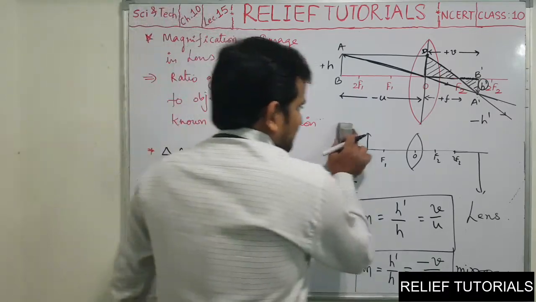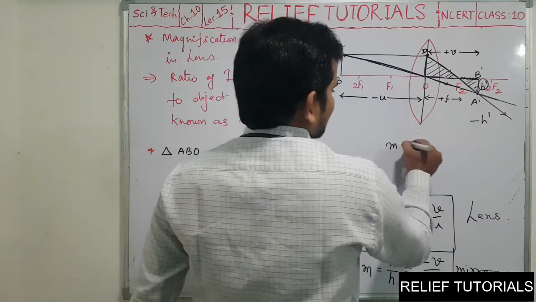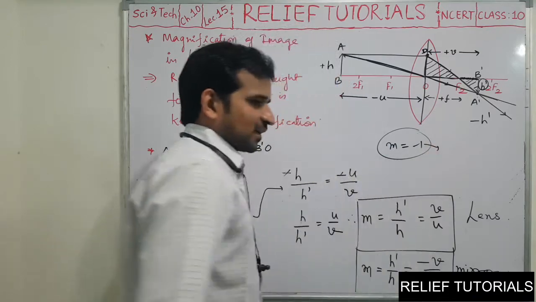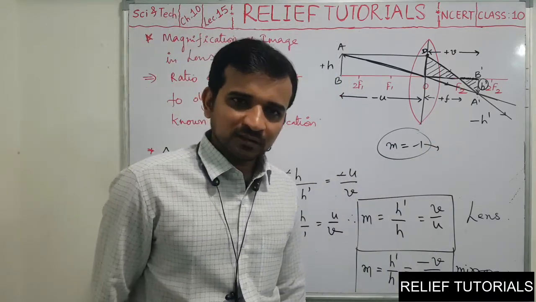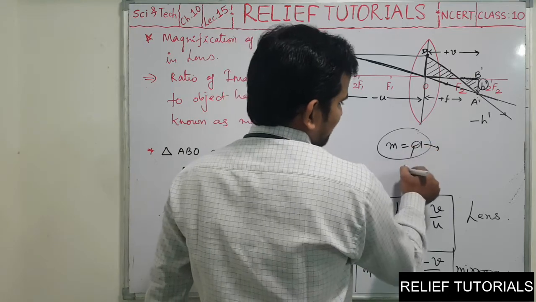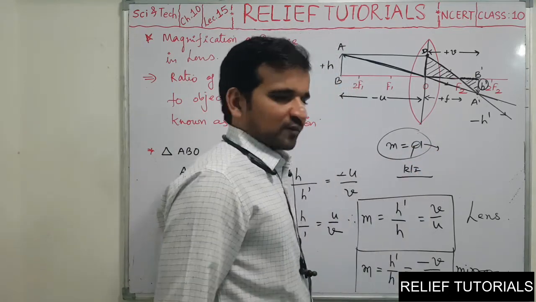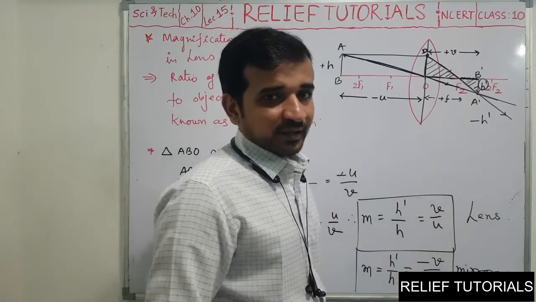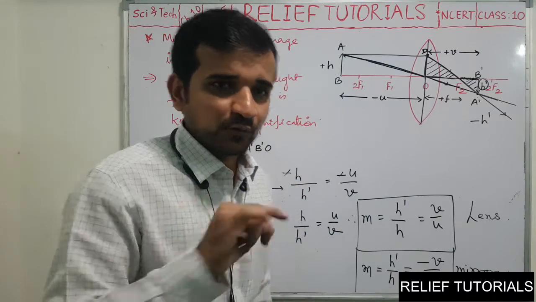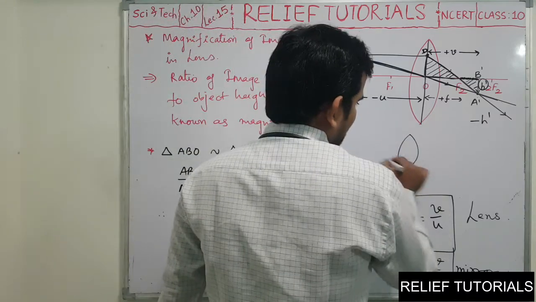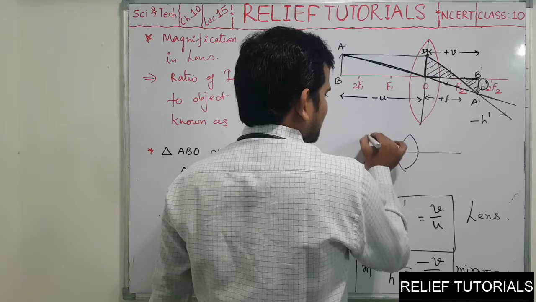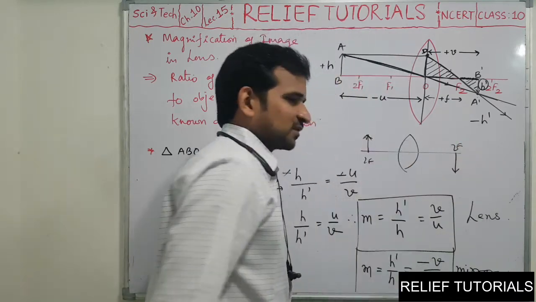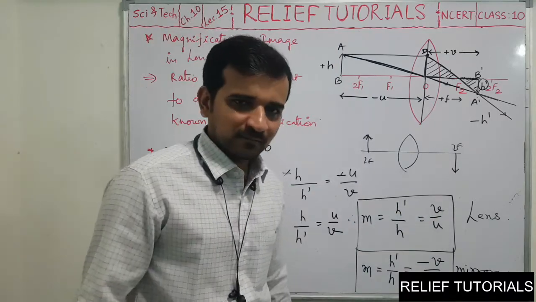Is that clear? If I say magnification is minus 1 in the case of lens, 1 means the size of object and image both are the same, and minus means real and inverted. So where do you find this type of image? Same size, real and inverted, so the object should be placed on 2f. If I place the object exactly at 2f, we know the image is also obtained at 2f, real and inverted, and of the same size. So here the magnification is minus 1.